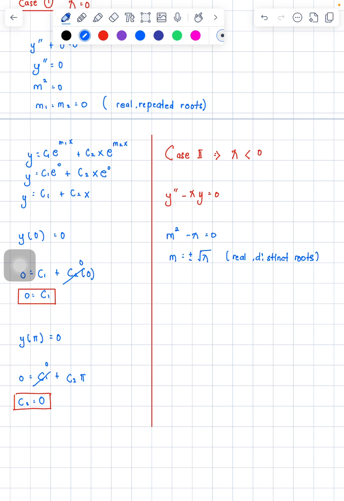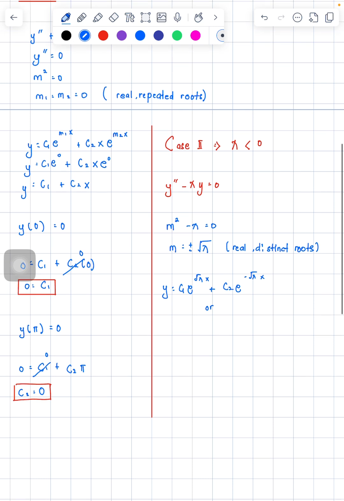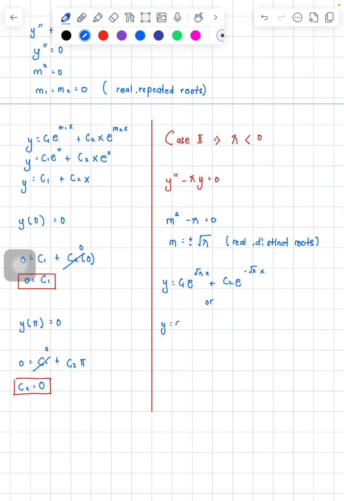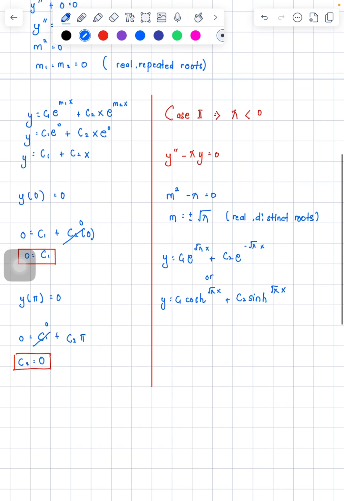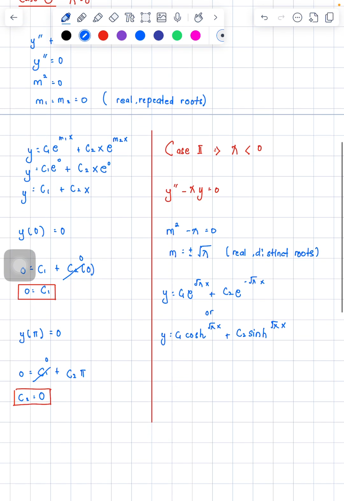Real distinct roots. The general solution for real and distinct roots is y equals C1 e to the lambda x plus C2 e to the negative lambda x. Or we can write the solution in another form: y equals C1 cos lambda x plus C2 sin lambda x. Then we can apply the boundary value problem.